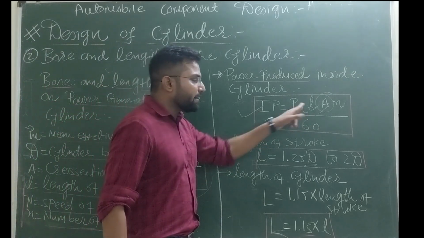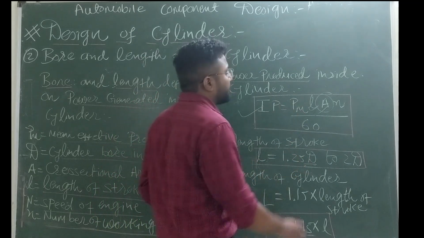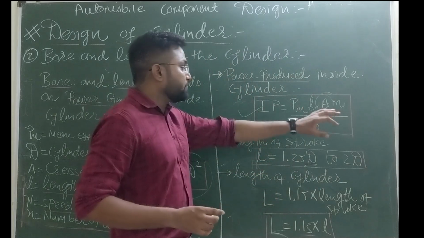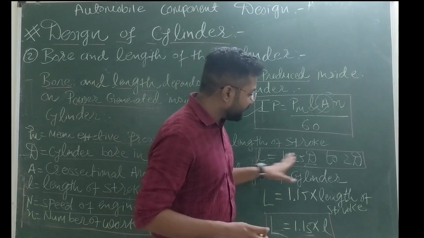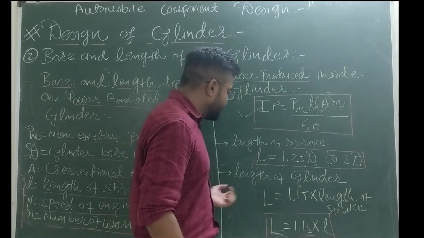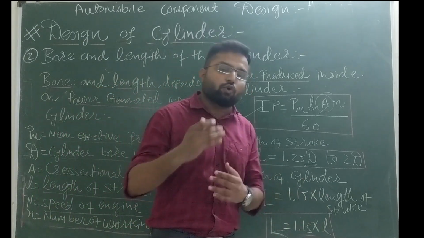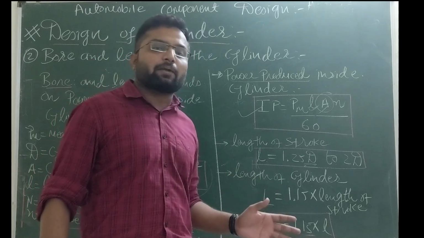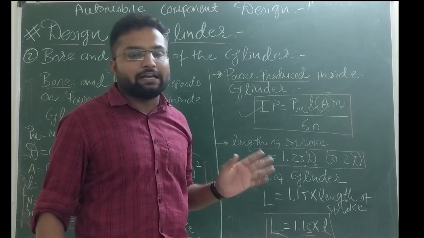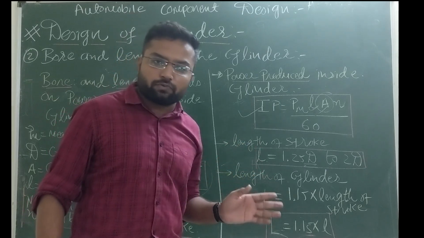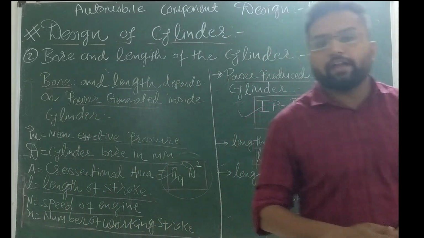Ultimately, depending on that, we can determine the length of stroke, or we can put the length of stroke as an empirical relation of diameter. So the equation will contain only the diameter to find out, and after determining the length of stroke, we can easily determine the length of the cylinder, which is 15% more than our length of stroke. So this is how you determine the bore and length of the cylinder. Clear? I hope you all are clear about this. Thank you so much, we are stopping here for this video. After this, we are going to design the cylinder head.